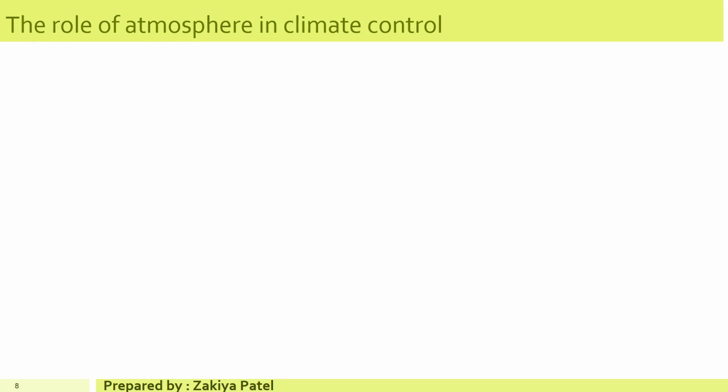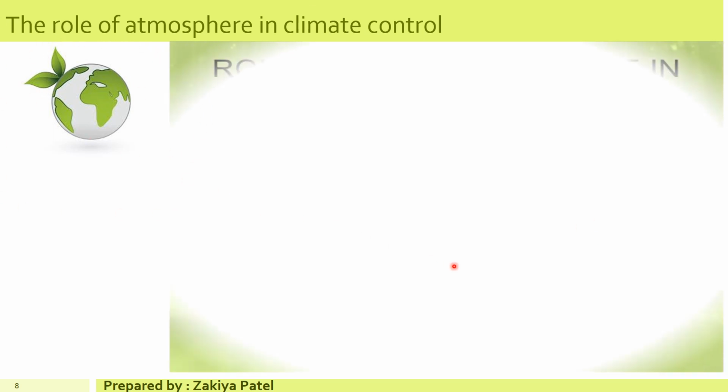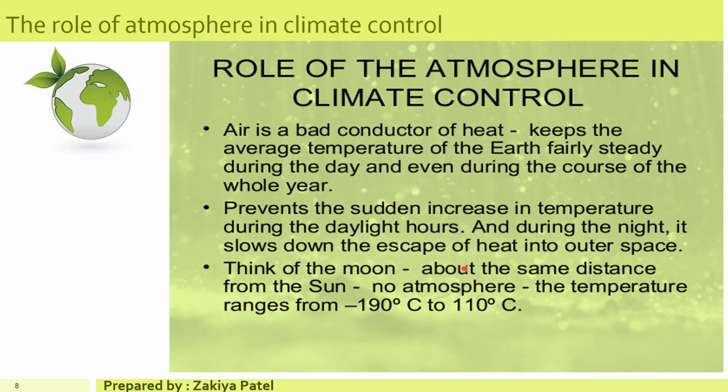Yes, the role of atmosphere in climate control. As we have already learned, what is atmosphere? A blanket which covers the earth's surface is called the atmosphere. But what is the main role of atmosphere? We know that air is a bad conductor of heat. Yes, here we are talking about air covering the earth like a blanket. So what is the role of atmosphere? That air is a bad conductor of heat.